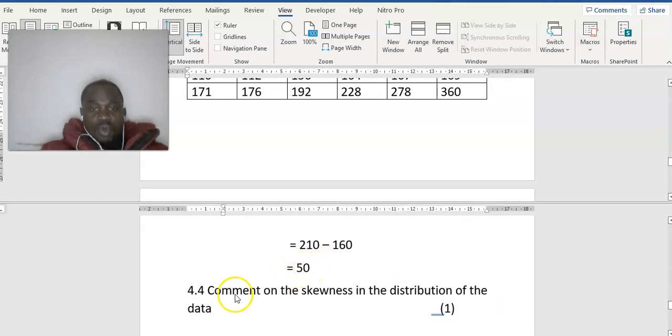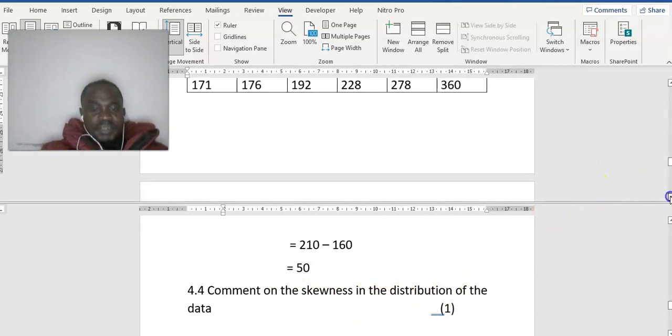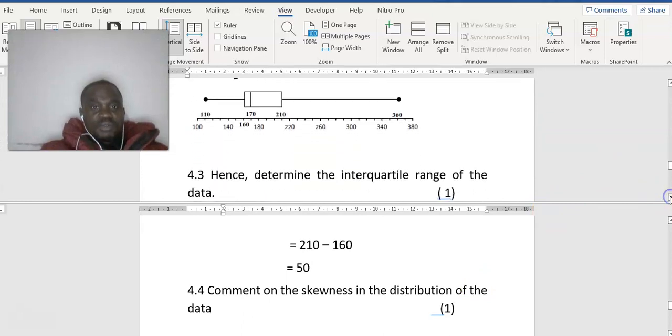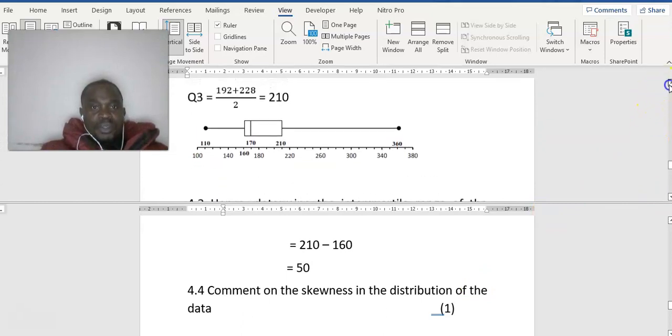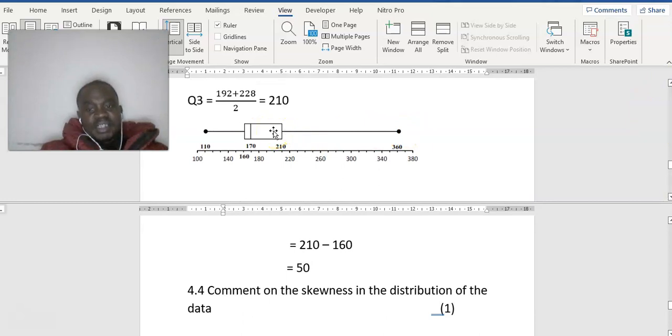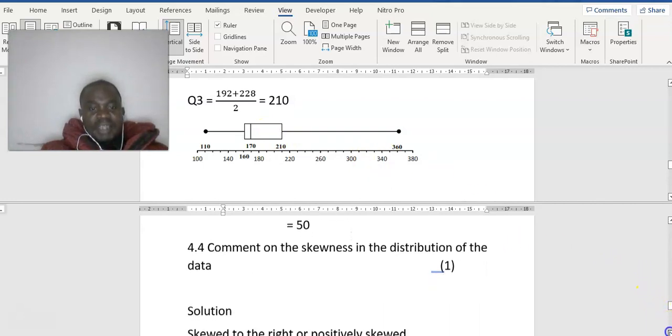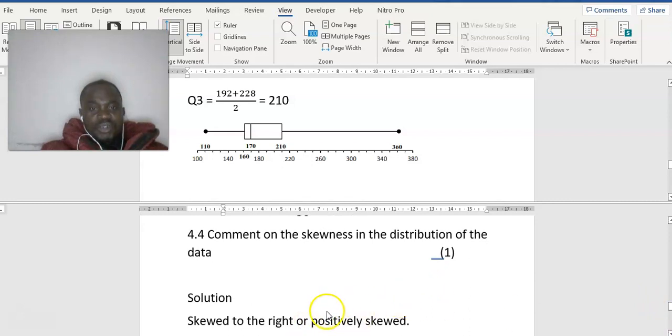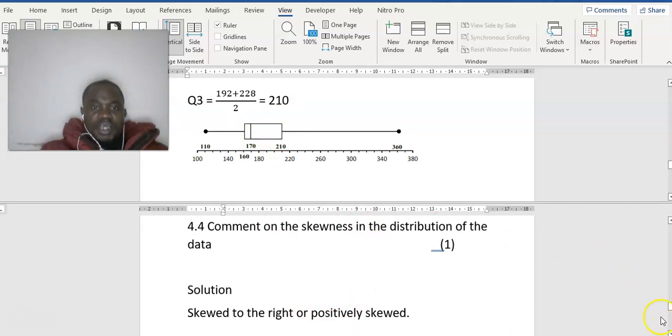Then the next question says, comment on the skewness in the distribution of the data. Skewness, whether it's skewed to the left or skewed to the right. So if you check this one, the box is bigger at the right hand side. So it's skewed to the what? Right. And skewed to the right is the same as positively skewed. So it's skewed to the right. Okay.